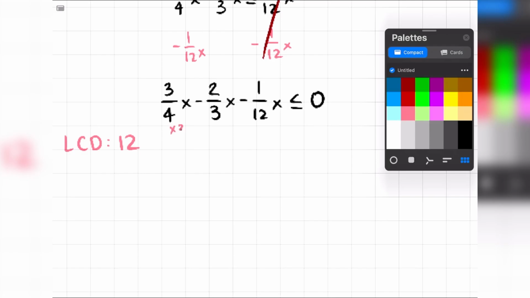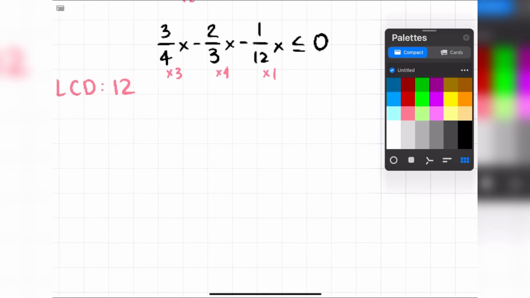4 times 3 would get you 12. 3 times 4 would get you 12. And 12 times 1 would get you 12, which you don't really have to do, right? And when you multiply them, you multiply the numerator and the denominator by 3, by the way. So 3 times 3 is 9. 4 times 3 is 12, and then the x. Negative 2 over 3x.